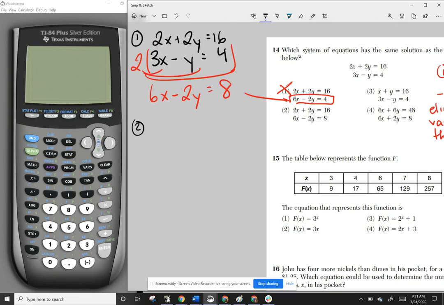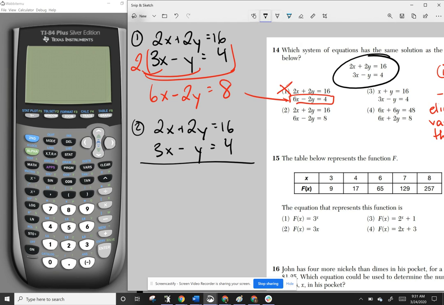Now do the same thing. Recopy the original. 2x plus 2y equals 16. 3x minus y equals 4. And look at the first one again. Do we need to do anything to the first equation to make them match? Nope, same thing. Look at the bottom.